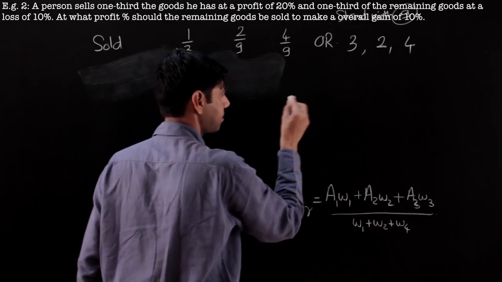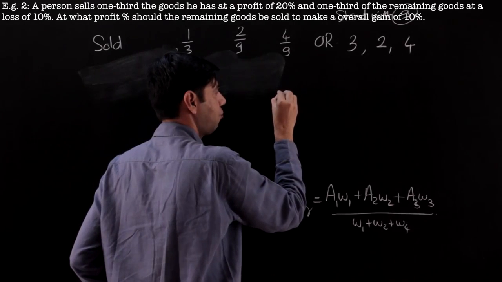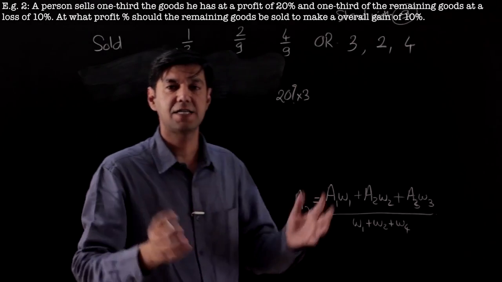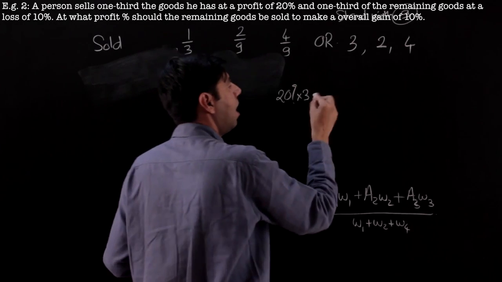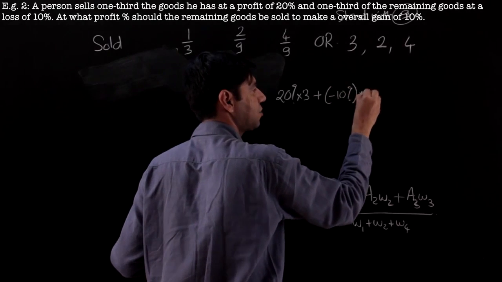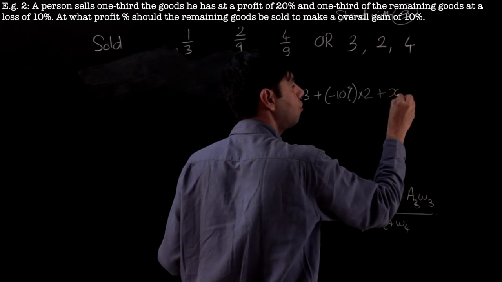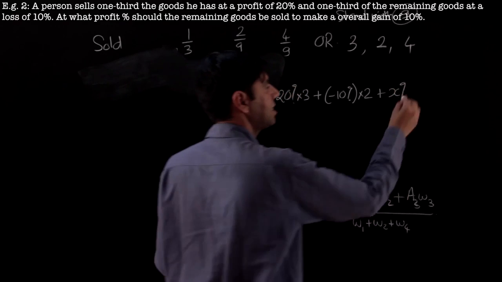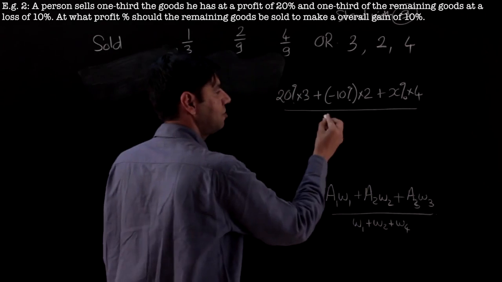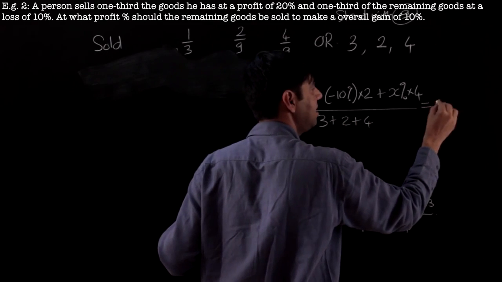Now the first part has a profit of 20%. So I'm going ahead with 20% profit with a weight of 3. The goods that he has sold at 20% are worth 3. The goods that he has sold at a loss of 10%, so that's minus 10%, are worth 2. The third part is not known to us. At what profit does he sell? There's a percentage sign, and the weight attached with it is 4. The total worth of goods is 3 plus 2 plus 4, that is 9, which we already know, and it is given to me that this is 10%.